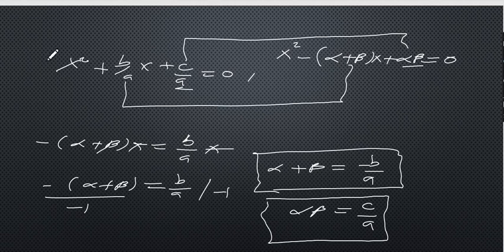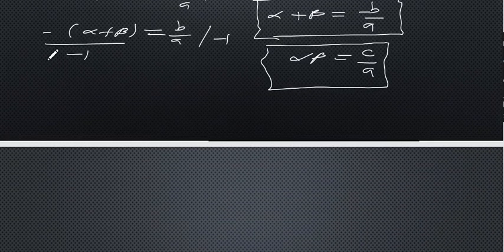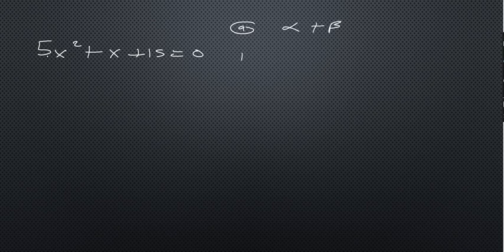An example. Let's say we have 5x squared plus x then plus 15 is equal to 0. So the first question, we need to find alpha plus beta. Then the second question, we need to find alpha multiplied by beta.